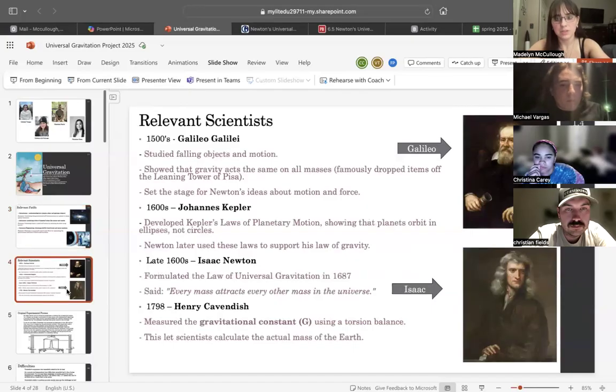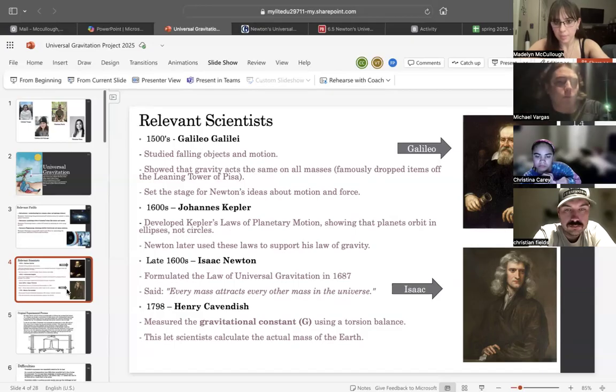The foundation of this law was built over centuries. In the 1500s, Galileo Galilei studied falling objects that showed gravity acts equally on all masses. His work laid the groundwork for Newton's theories. Then in the 1600s, Johannes Kepler described how planets move in elliptical orbits, which Newton later used to support his law of gravitation. Finally, in the late 1600s, Isaac Newton formally introduced the law of universal gravitation, stating that all masses attract each other.